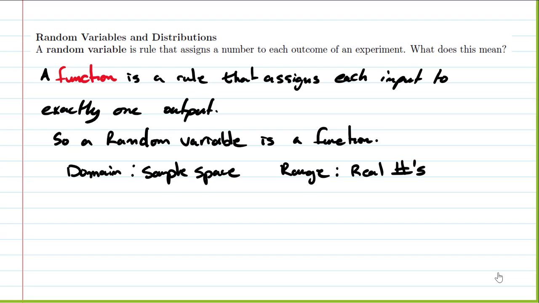The reason I want to emphasize this is it's going to seem like it's something crazy new and different. You know what functions are, we know how to use them. So don't let the fact that we're calling it a random variable bother you. It's a function. It's going to behave like a function. It's going to do the things that normal functions do. All right, so let's build on this a little bit more.